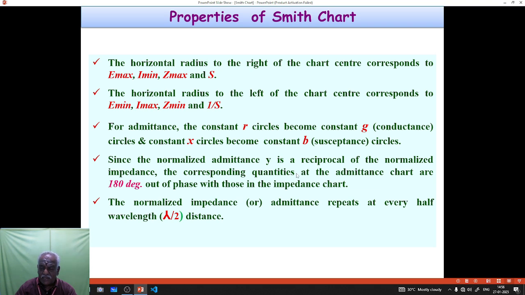The corresponding quantities on the admittance chart are 180 degrees out of phase with those in the impedance chart. Gamma is equal to minus gamma dash. So we are having the phase difference of 180 degrees. The normalized impedance or admittance repeats every half wavelength, that is lambda by 2 distance. Not only impedance: voltage also repeats every half wavelength, current also repeats every half wavelength, and impedance also, and also the admittance.